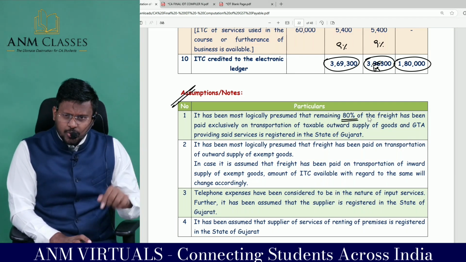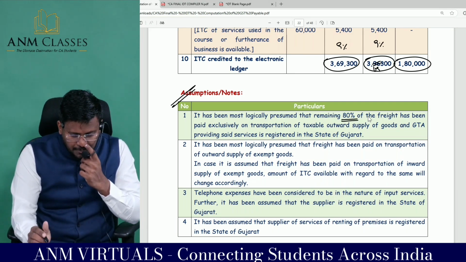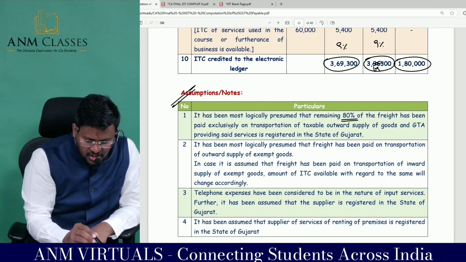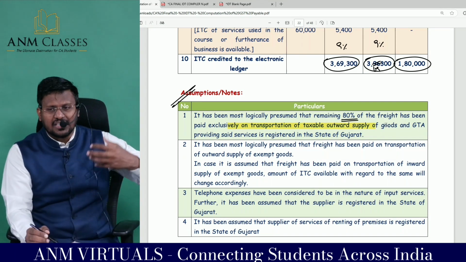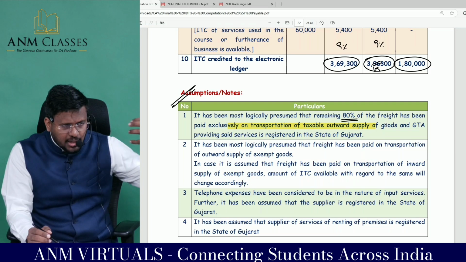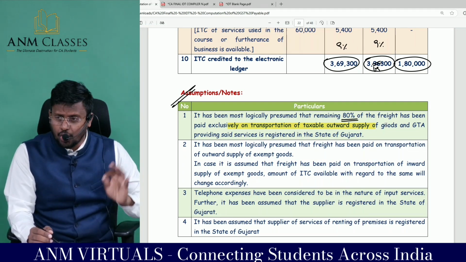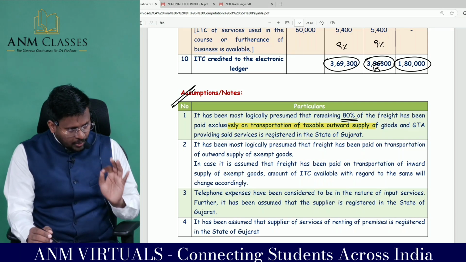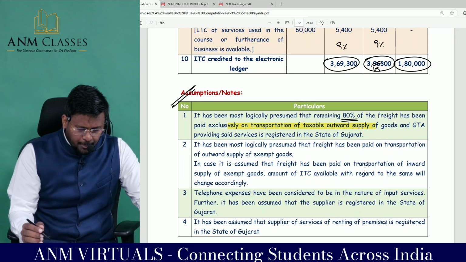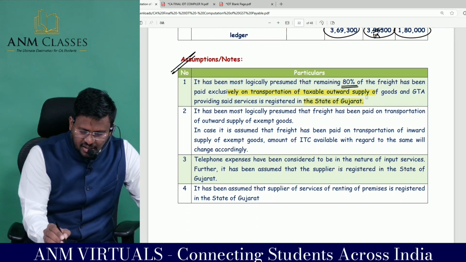But remaining how much percent of the freight has been paid exclusively on transportation of taxable outward supply? This is our assumption. So on that remaining 80%, we have not applied the apportionment concept. Of goods, and GTA providing such service is registered in the state of what?